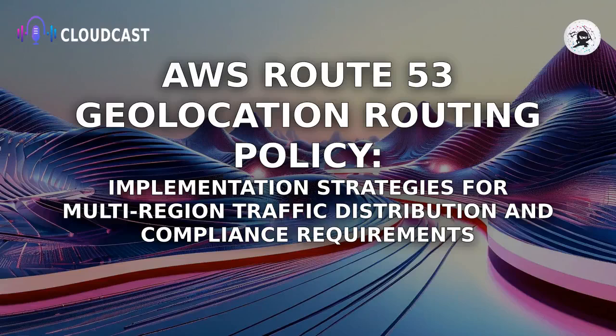Your European customers are getting 200 millisecond latency while your US users get 20. And you just got a GDPR compliance notice because EU user data is being processed in Virginia. This one Route 53 configuration could have prevented both problems.